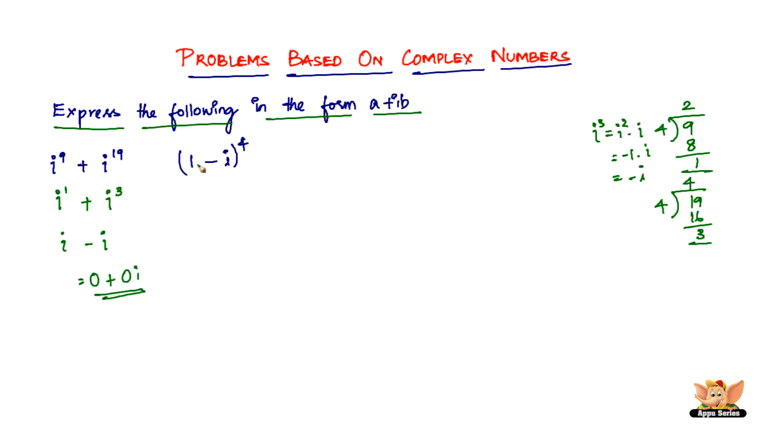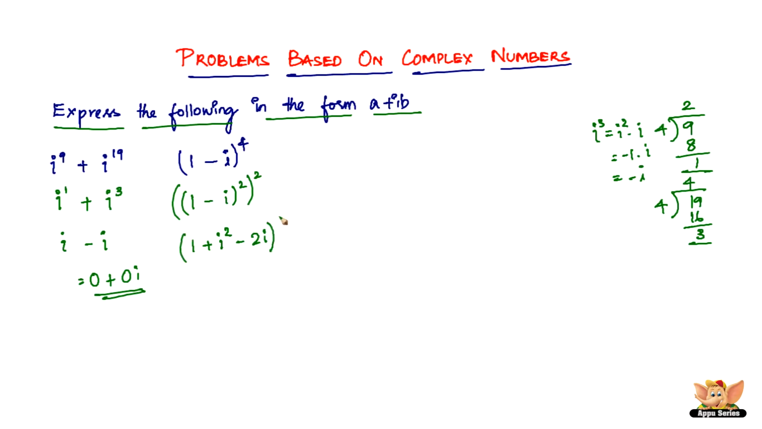All right, here we have another problem which again has to be expressed in the form of a plus ib. So it is (1 minus i) to the power 4. Now what we'll do is we'll first write it as (1 minus i) the whole square, squared. So first let's square 1 minus i. So (1 minus i) the whole square is nothing but 1 squared plus i squared minus 2i. It's the same as (a minus b) the whole square is a squared plus b squared minus 2ab. That's exactly the formula that I've applied here.